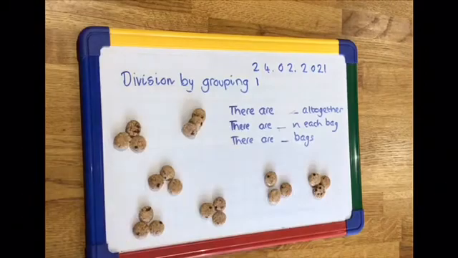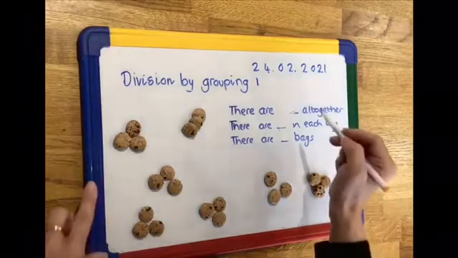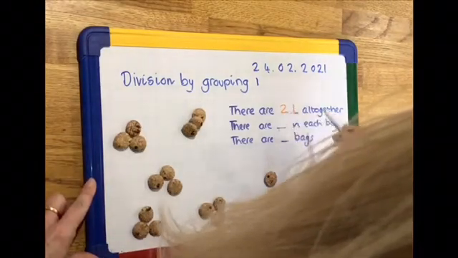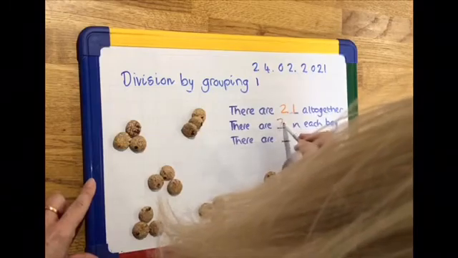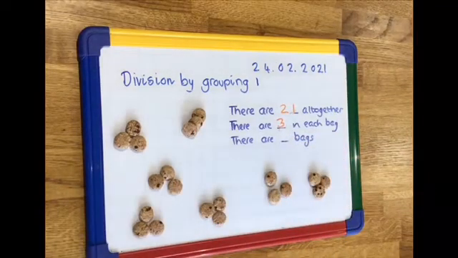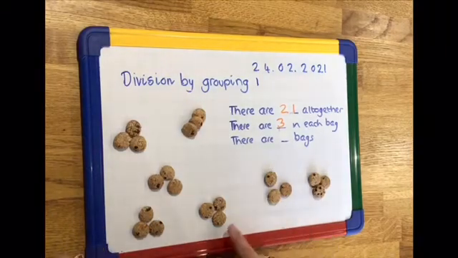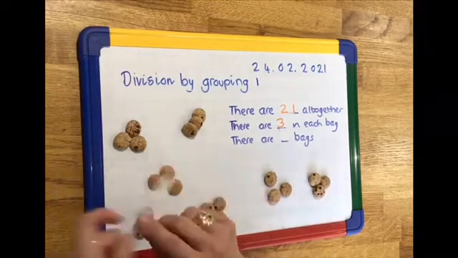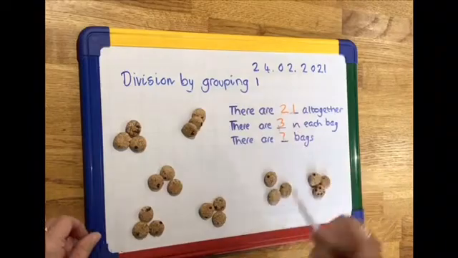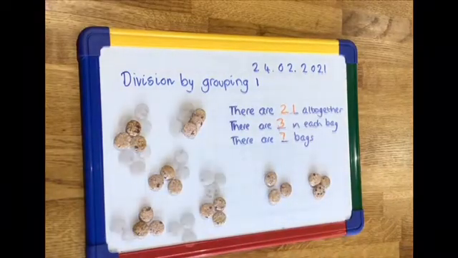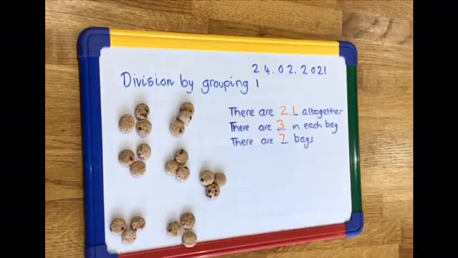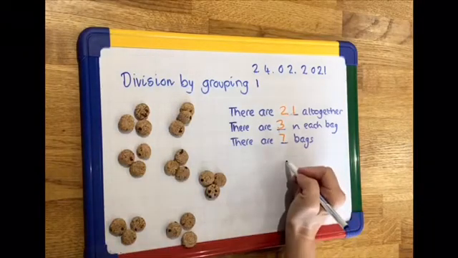So I had 21 sweets and I was putting them into bags of 3. And how many bags have I got? 1, 2, 3, 4, 5, 6, 7. So there are 7 bags. So how can we show this mathematically? Well, we can use the division sign that we learned about yesterday. Do you remember the division sign is this one here?